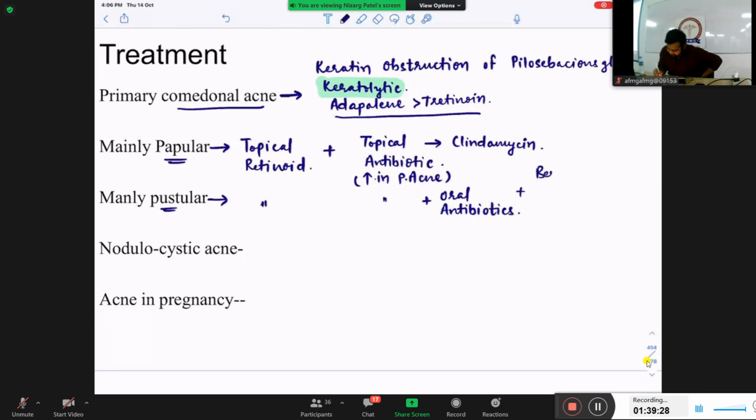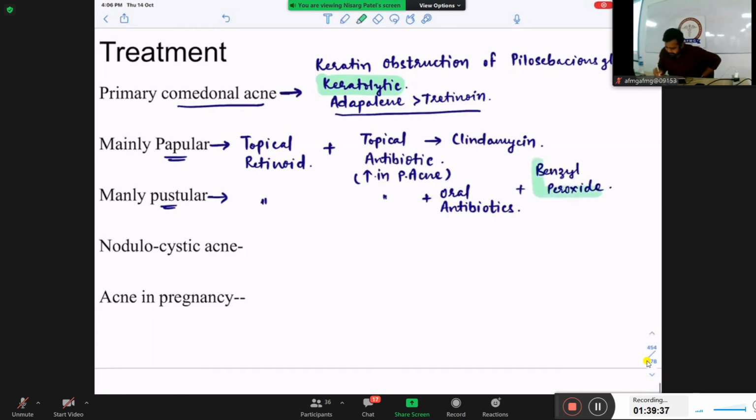Along with, we can add one important drug, which is benzyl peroxide. So if you are giving this medicine, what is the advantage of this? It has two properties: it is a keratolytic, and it is also bactericidal. So what you have to understand is, if you are using benzyl peroxide, you can take out topical retinoid and topical antibiotic, right? This medicine you can avoid, keratolytic and bactericidal.